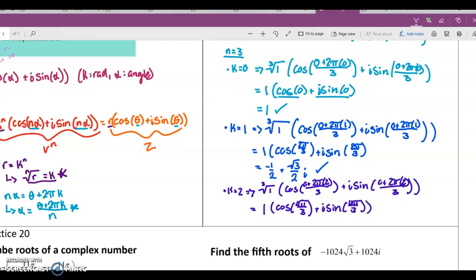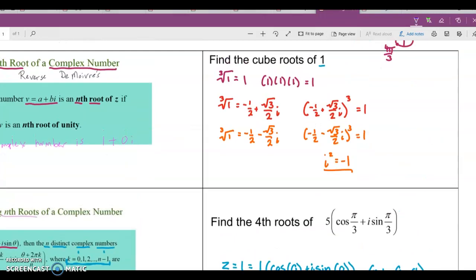We don't have to keep writing this 1. We know that the cosine of 4 pi over 3 is equal to negative 1/2, and the sine of 4 pi over 3 is negative square root of 3 over 2 times I. And that is the third one that I mentioned right up here.